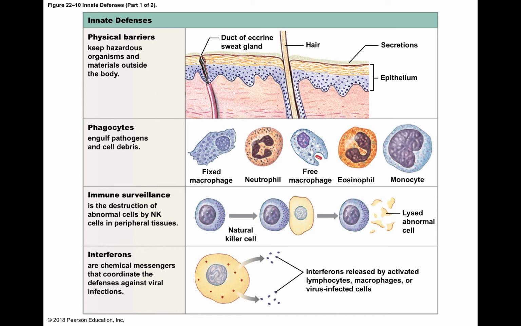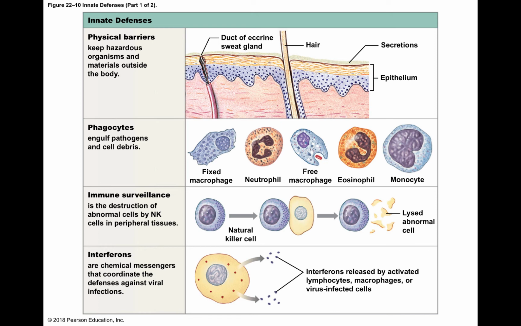Then we have that immune surveillance. So which cell was part of the immune surveillance? The NK cell, right? The natural killer cell. So the natural killer cell is one of your second line of defense. It's part of your innate immunity. And it's going to shoot chemicals out at anything that looks abnormal and make them burst.